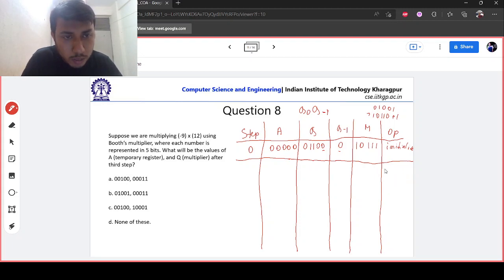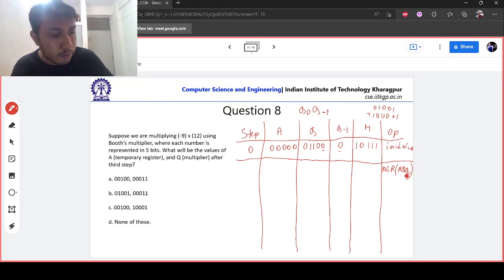So let me write it again. ASR of A Q Q minus 1. Since it is 0 0, we will do an arithmetic shift right of A Q Q minus 1. This is step 1.